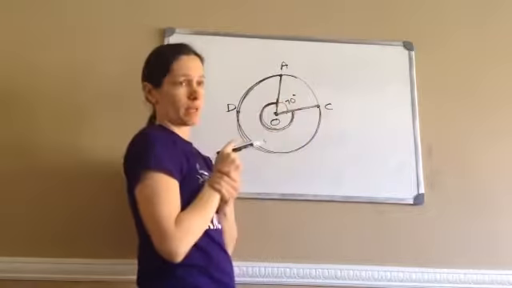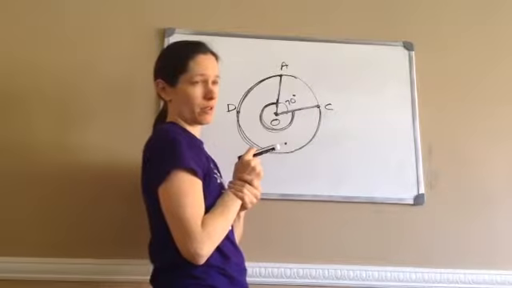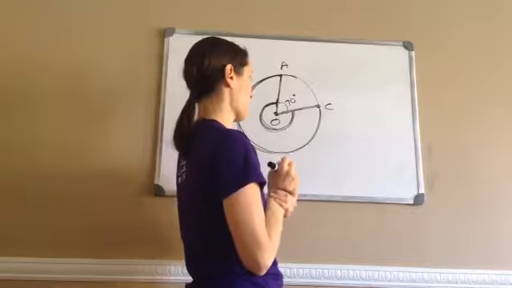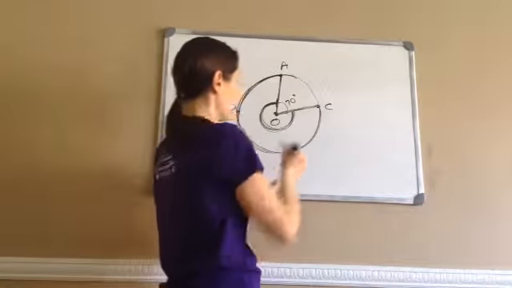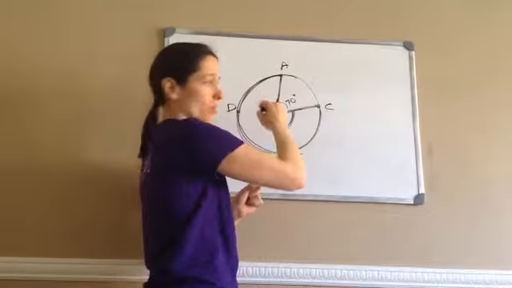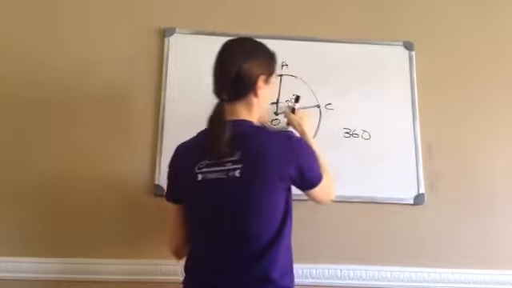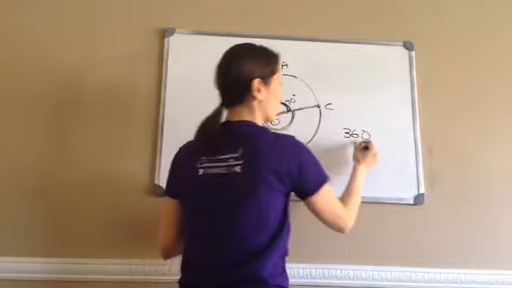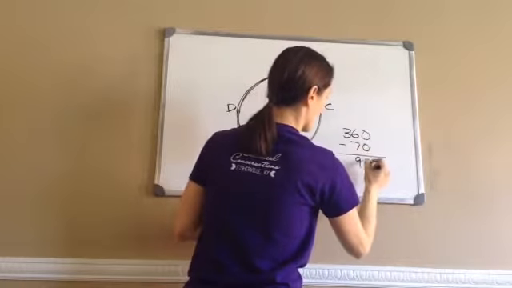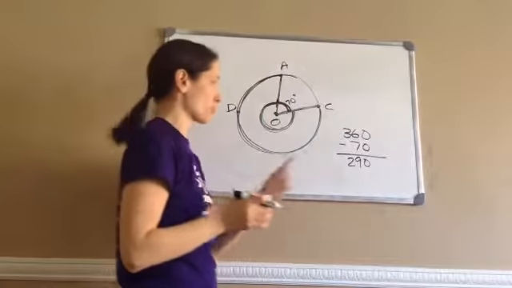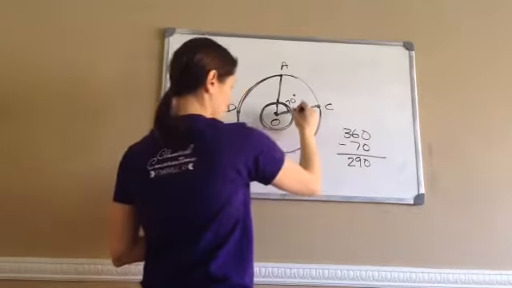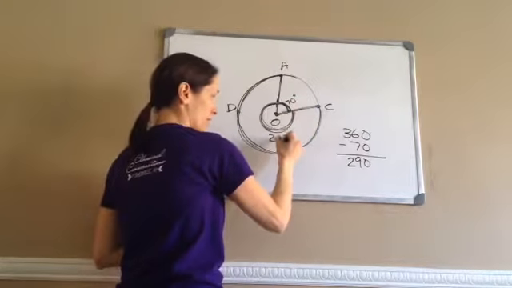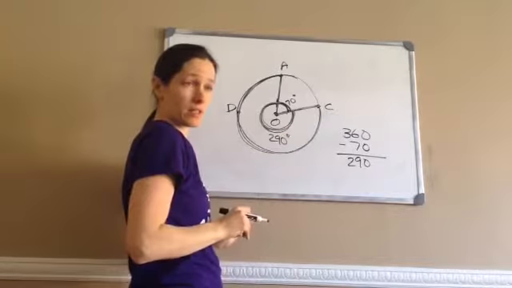So what is this going to be? How am I going to figure that out? How many degrees is it? Well, how much is a full circle? 360. Okay? And that's 70, so we're taking off that much of the circle. So it'd be 290 when you subtract 70 from it. Okay? So this whole thing right here measures 290 degrees.